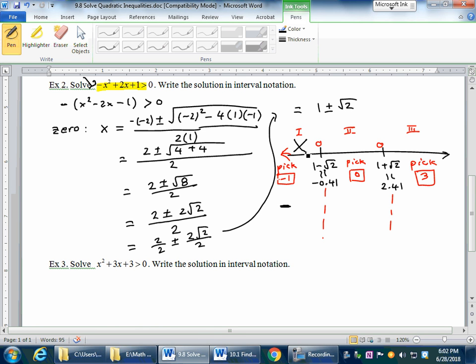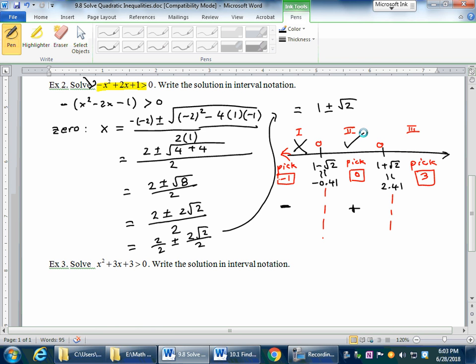Then I substitute 0. When I substitute 0 into my original inequality, that will give me a positive number. Okay? I'm doing it mentally. You should write it out, because let me point it out right here: negative 0 squared plus 2 times 0 plus 1. When you simplify it, it will be what? Plus 1. That's how I got a positive. If you substitute negative 1, you will see that you get the negative number. Now we know that a positive number is greater than 0, so therefore this is my what? Solution. This interval is my solution.